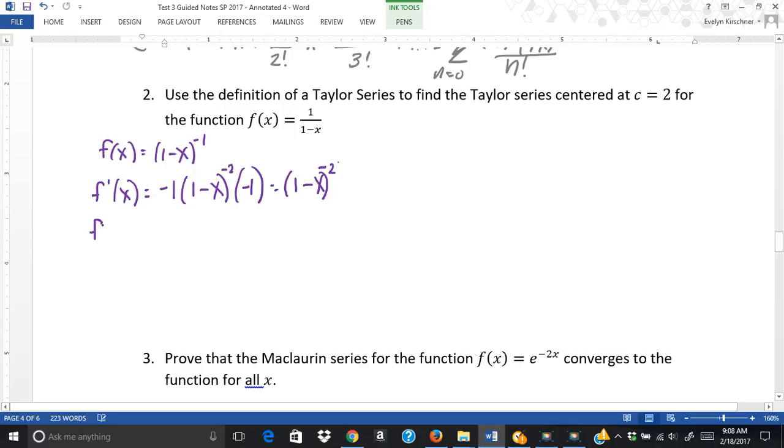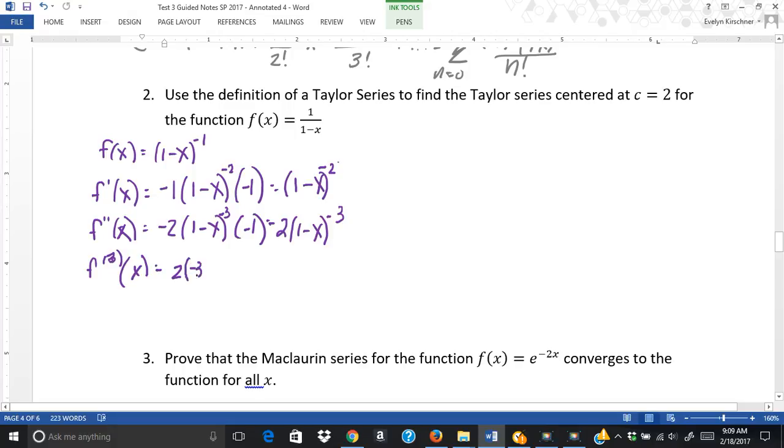And notice what happens. The second derivative, again, I have negative 2, (1 minus x) to the negative 3 times negative 1 for the derivative of 1 minus x, which is the same as 2 (1 minus x) to the negative 3. See, there's a pattern here. The nth derivative is, well, actually, let's look at the third one first so we can see. So the third derivative, we had 2 times negative 3 times (1 minus x) to the negative 4 times negative 1, which is 6 times (1 minus x) to the negative 4.